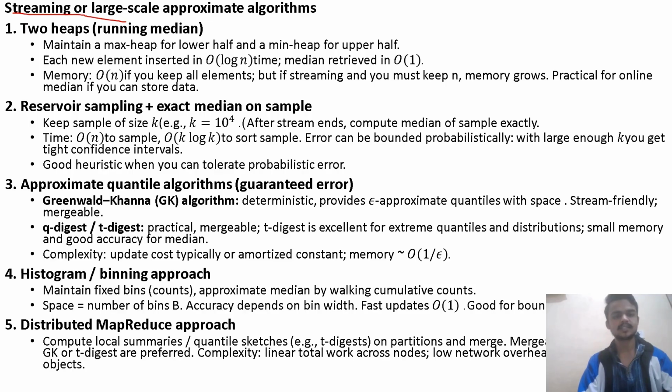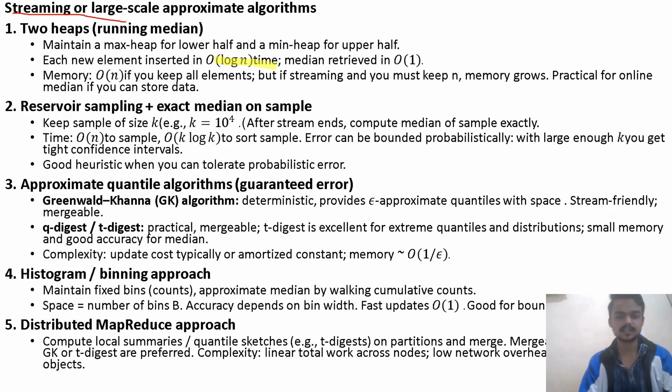Streaming or large scale approximate algorithm. Two heaps, running heap: maintain a max heap for the lower half and a min heap for the upper half. Each new element is inserted in O(log n) time, and the median is retrieved in O(1). Memory is O(n), you keep all the elements, but if streaming and you must keep n, memory grows. Practical for online median if you can store data.